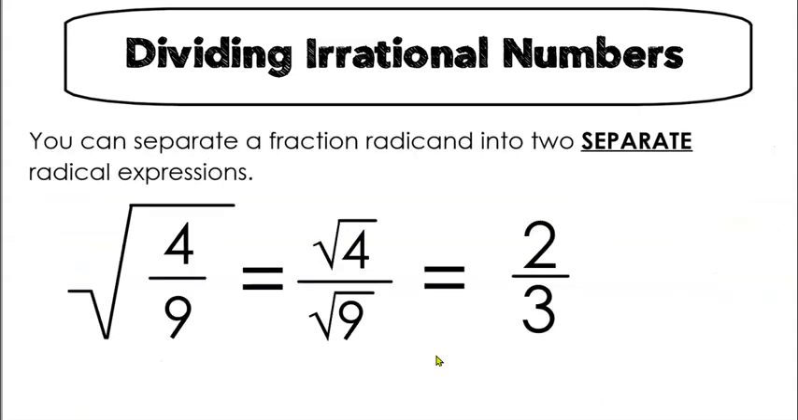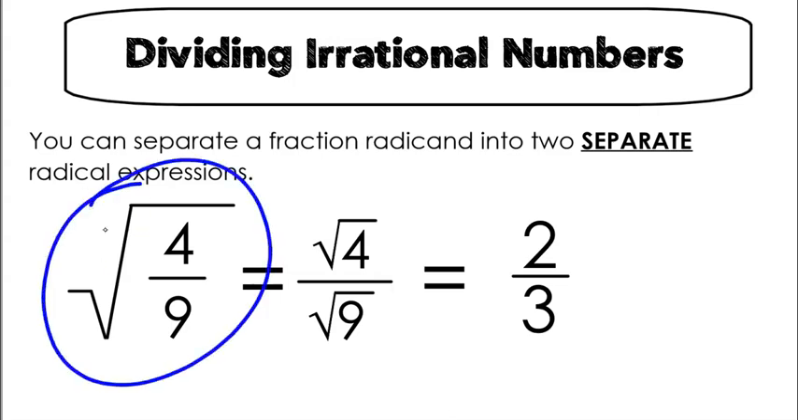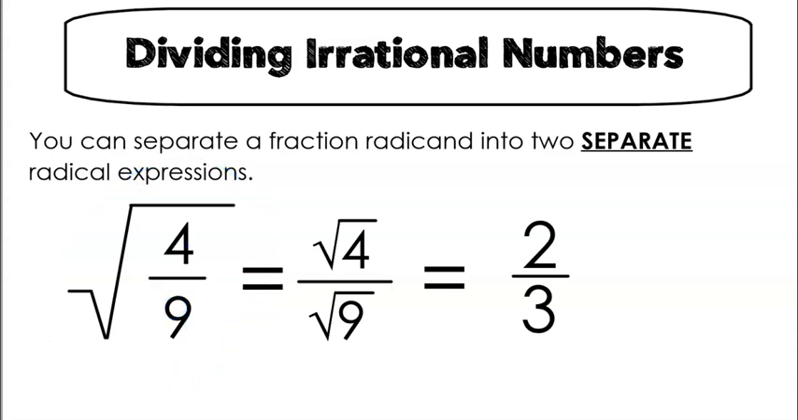Sometimes, when you're given the square root of a fraction, even though it's one expression, the 4 divided by 9 might not be able to be simplified. But you're allowed to split the radicand into 2 separate radical expressions, giving us the square root of 4 in the numerator and the square root of 9 in the denominator. And since the square root of 4 is a perfect square, and so is the square root of 9, we can actually simplify this fraction now.